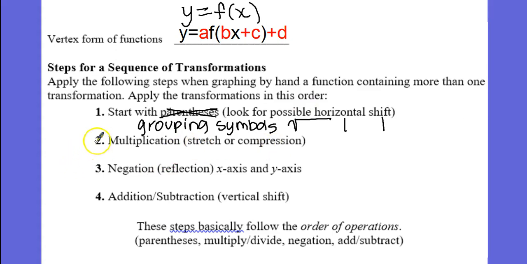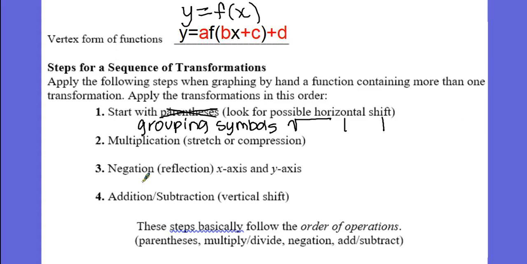Okay? After that, and today we won't be doing step 2, you're applying your multiplication. That's going to happen here, right? A times x, that's multiplication. That's going to tell you it's going to stretch vertically or it's going to compress vertically. Also, your other multiplication is right here, b times x. That's a horizontal stretch or compression. Okay, so that would be the second thing you do. After you do that, then you do your negations. This is when your A is negative or your B is negative. That's going to flip your graph upside down or left to right.